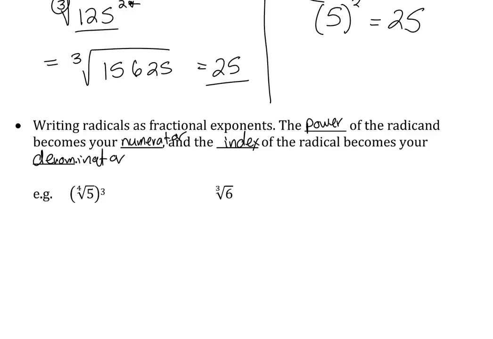So the base is 5 because that's my radicand. The index is my denominator, so that becomes a 4. And it's raised to the power of 3, so that becomes my numerator.